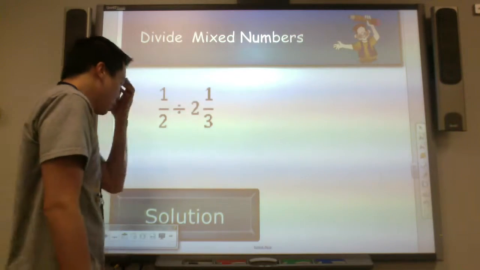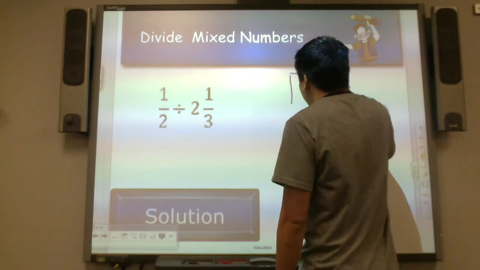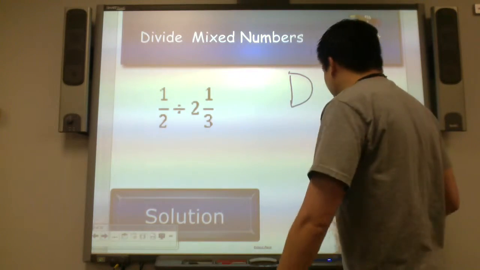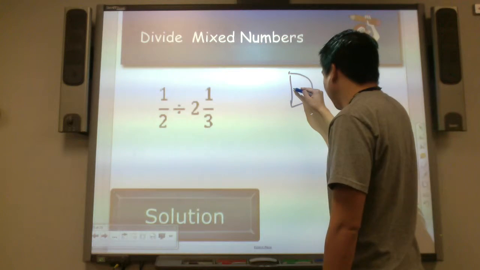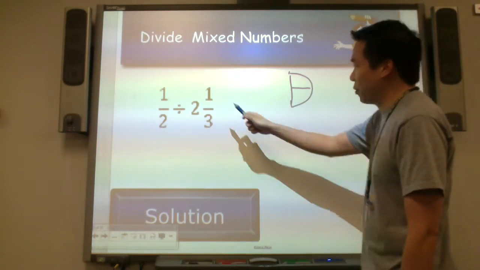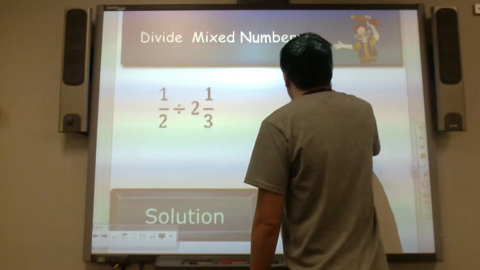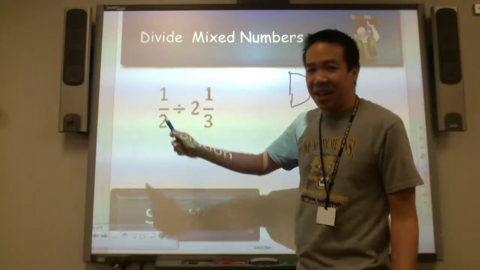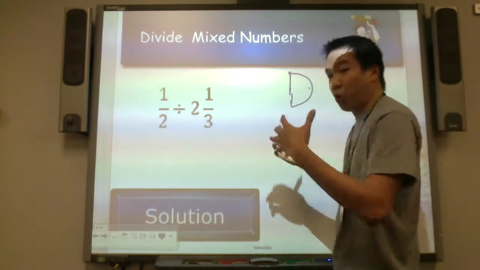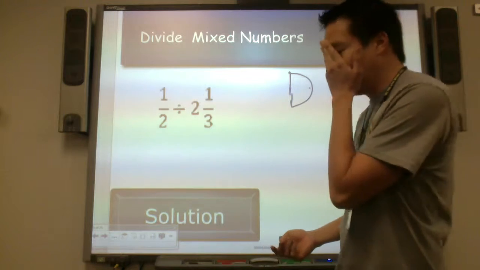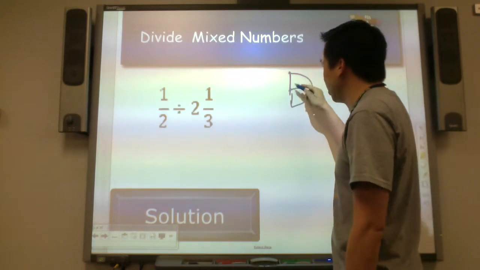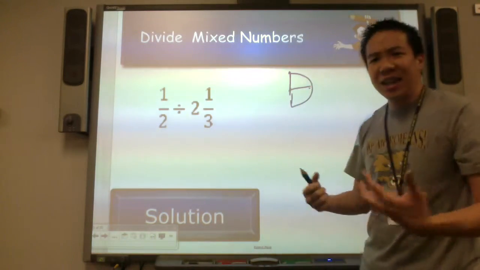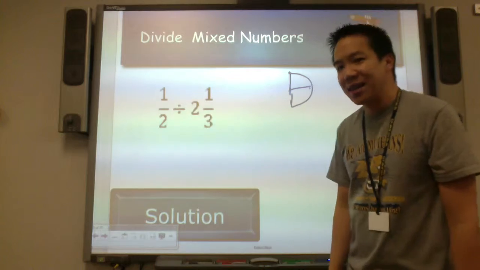So, let's try this one. You have half of a pie. You want to divide it into 2 and 1/3 parts. The main thing is, will your quantity, 1/2, be greater or less? Let's think about it. If you have half of a pie and you're dividing it into about 2 parts, that means your quantity will probably be less. So our answer will be less than 1/2.